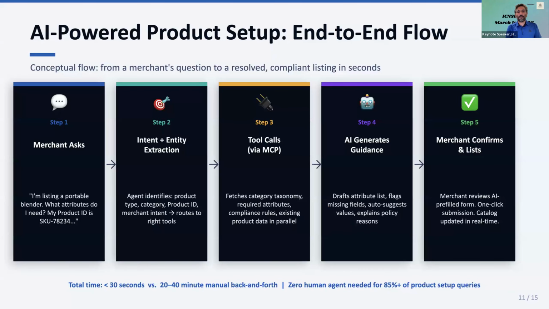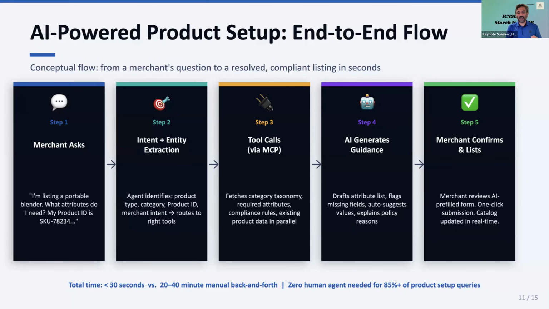So if you look at an AI-powered product setup, an end-to-end flow, a merchant asks, okay, I'm listing a portable blender. What attributes do I need? And this is my product ID or SKU number that is being given, right? So essentially the implementation powered by an LLM understands the intent, starts doing the entity extraction, identifies the product type, pulls up the spec, and shows the data to the seller. Once it finds that, the system calls the MCP to find what is all needed.